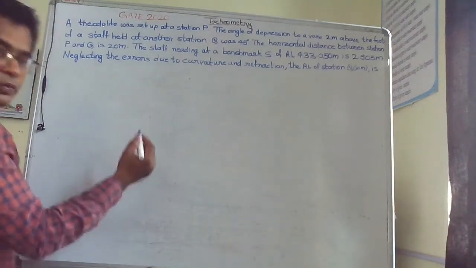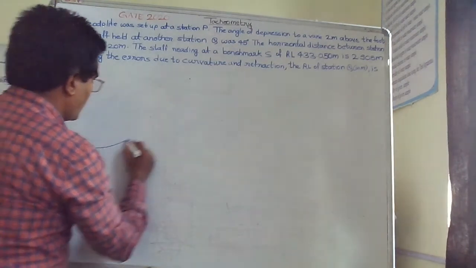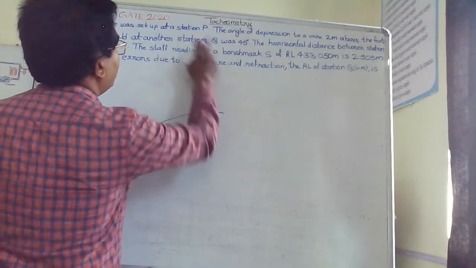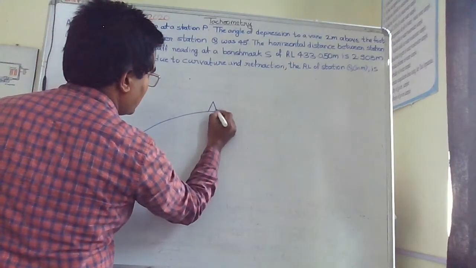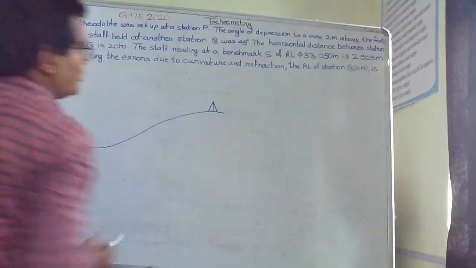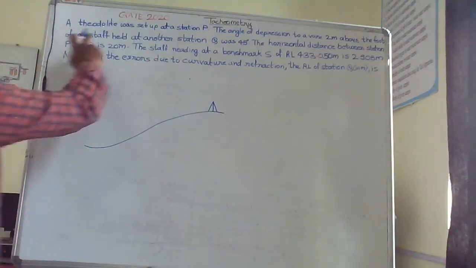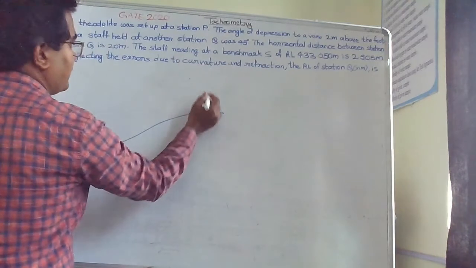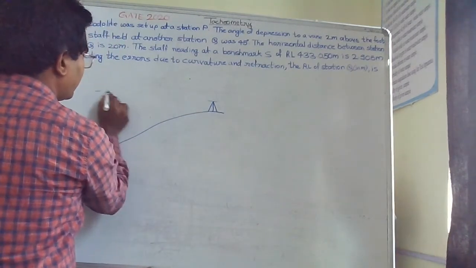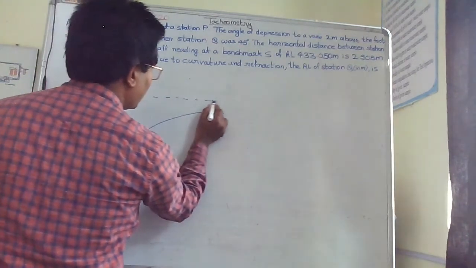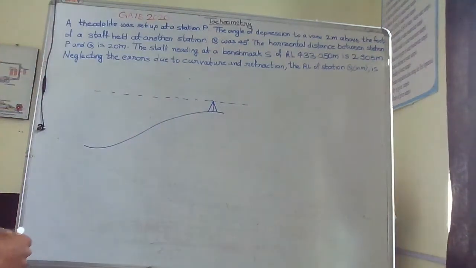Here, first we have to draw a diagram. It is given that the theodolite is set up at station P. Here is the theodolite, and the angle of depression is given. So this is our horizontal angle, and this is our line of sight.